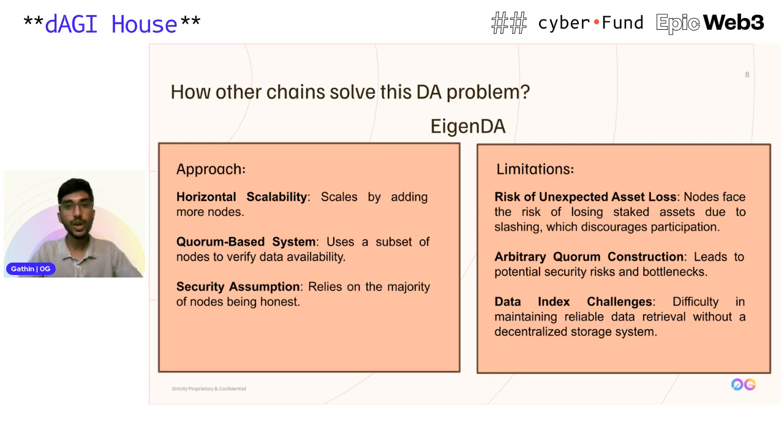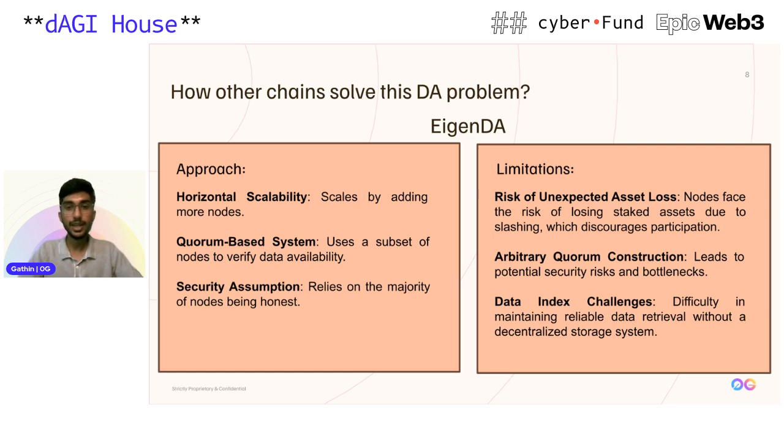As I told you, the quorum that is constructed is a subset of nodes that is used for verifying the data availability. It is completely random, and it may have some potential security threats. As I told you, in 0G, we use a verifiable random function to solve this and make sure that the randomly selected quorum is provable on-chain that it's randomly selected. Next is data indexing challenges.